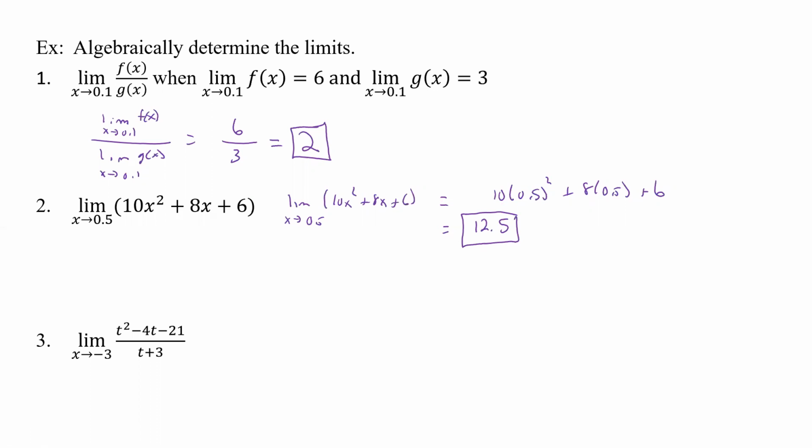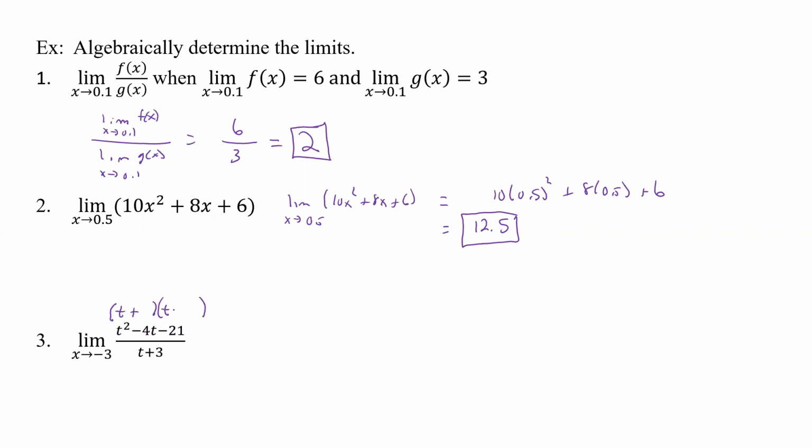Now the next one, here we have a polynomial over a binomial. We can't do what we did here, because if we plug in -3, we get 0 in the denominator. So we have to think about something else. We need to look at our numerator and see if we can factor it. That's going to be two binomials, t and t, with a plus and a minus.